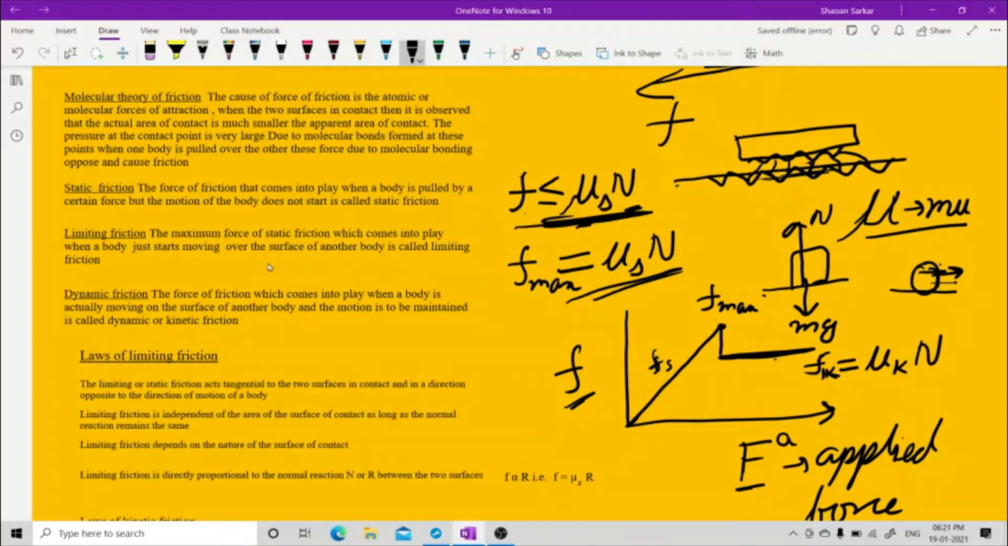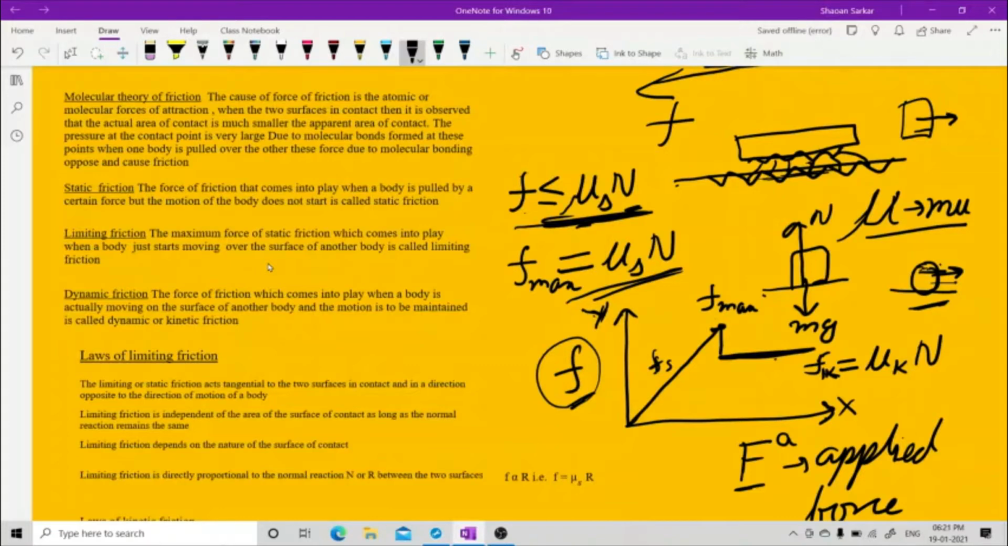I'm repeating it once more. This is your y-axis, and this is your x-axis. Basically, the x-axis will show you the applied force, and the y-axis will show you the frictional force. Suppose I told you an example of this cycle. You have a cycle or a body, and you try to push it. It won't move. You apply a little bit more force, and it just starts moving. That is this point.